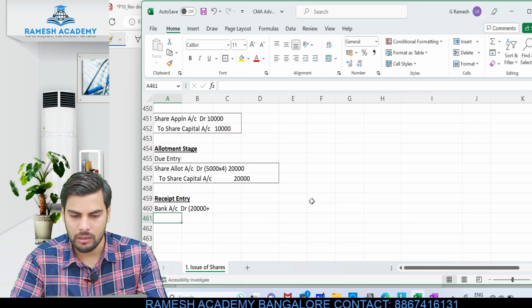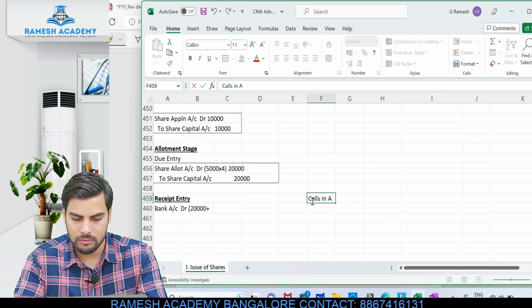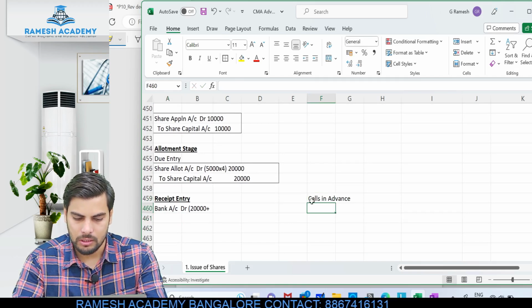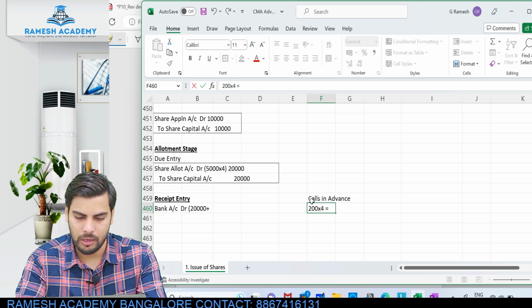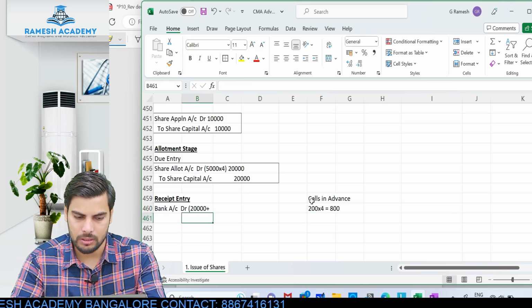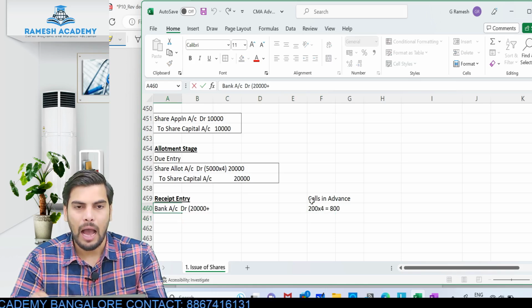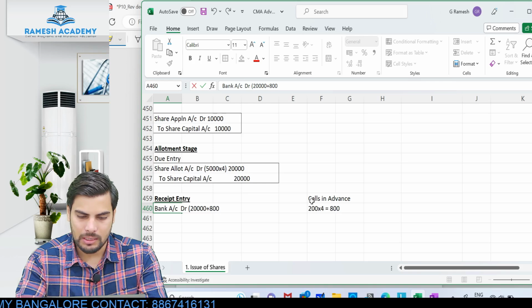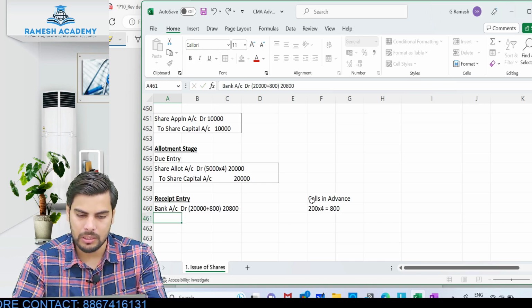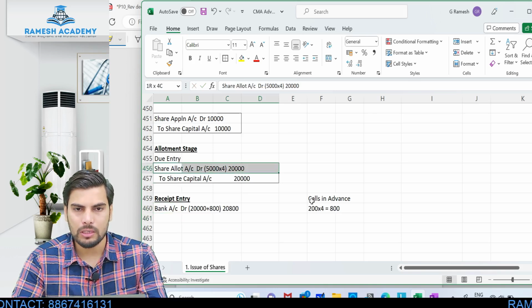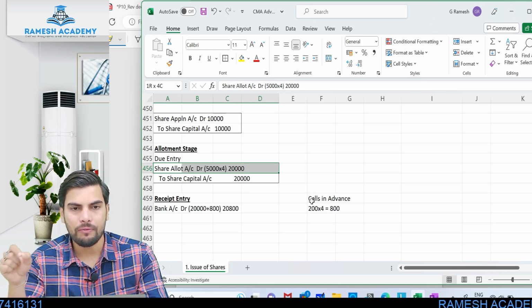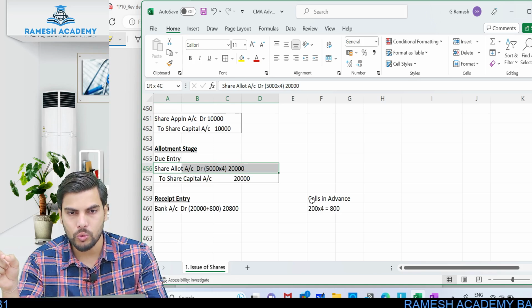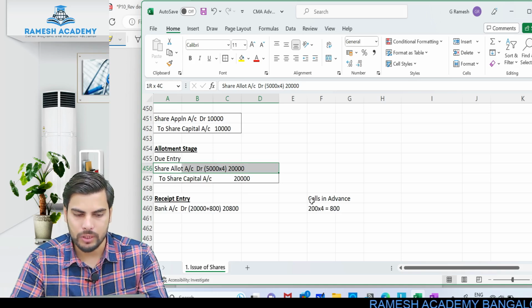So here the calls in advance shall be how much? This will be 200 shares into 4 rupees. So totally it would be 800 rupees. So technically speaking, I would have received 20,000 as well as this 800 rupees. So totally I would have received this 20,800 rupees at allotment, because I'm not only receiving this allotment money, but along with this I'm also receiving the share first and final call money pertaining to those 200 shares which are held by one of the shareholders.